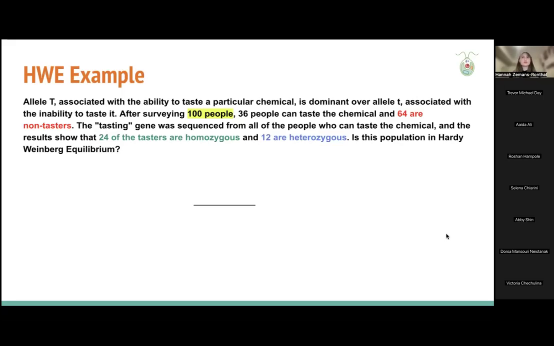So let's run through a quick example together. If we have allele T associated with the ability to taste a particular chemical, and that is dominant over allele t associated with the inability to taste it, after surveying 100 people, 36 people can taste the chemical and 64 are non-tasters. The tasting gene was sequenced from all the people who can taste the chemical, and the results show that 24 of the tasters are homozygous and 12 are heterozygous. Is this population in Hardy-Weinberg equilibrium?